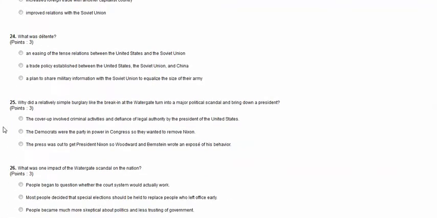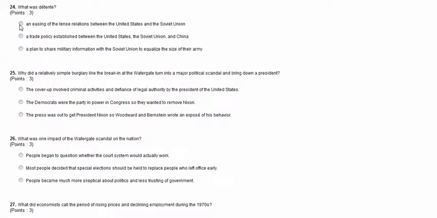Number 24, what was détente? An easing of the tense relations between the United States and the Soviet Union, a trade policy established between the United States and the Soviet Union and China, or a plan to share military information with the Soviet Union to equalize the size of their army?